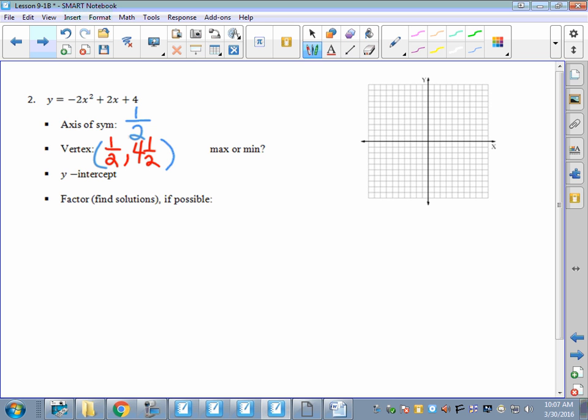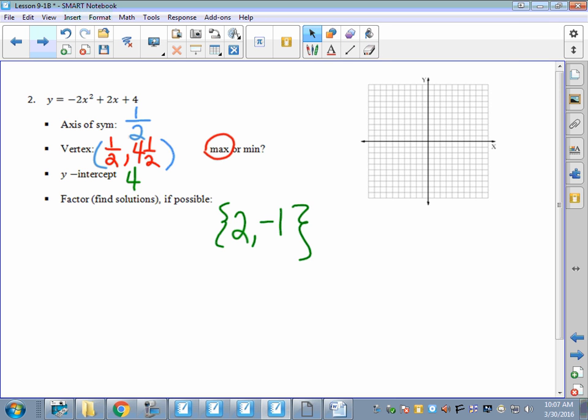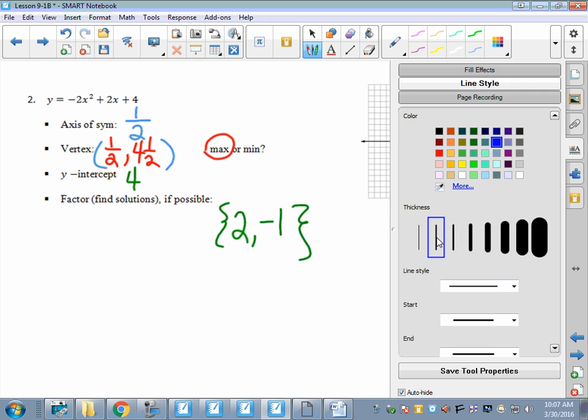We decided that was going to be a maximum value because my a value is -2. That graph opens down. The y-intercept we had at 4. And when we factored, we did have 2 solutions, 2 and -1, right? I'm trying to remember and think back and look. So let's put all this stuff. 1/2 is not an easy axis of symmetry, but we can figure this out.